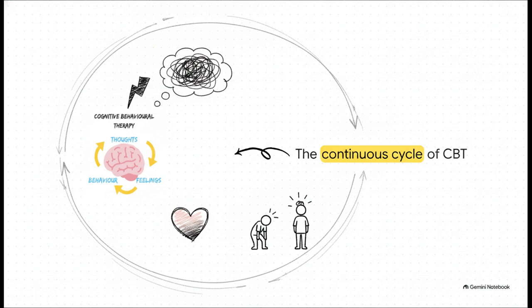Now, the core philosophy of CBT is built on this continuous cycle. The therapy rests on the foundational idea that our thoughts affect our feelings, which in turn affect our behaviors, and then that cycles right back around to influence our thoughts again. It's an endless loop. But if you can intervene and change those faulty thoughts at the very top of that cycle, you can positively alter the feelings and behaviors that follow.